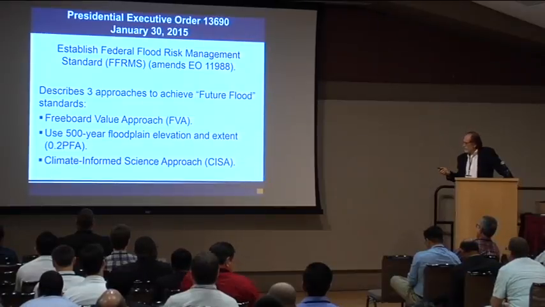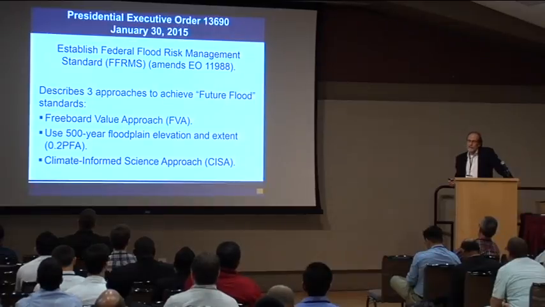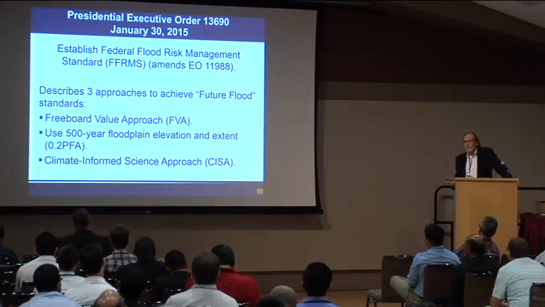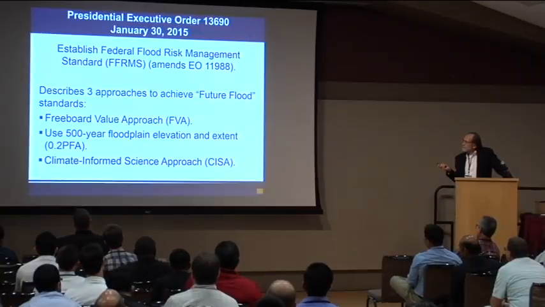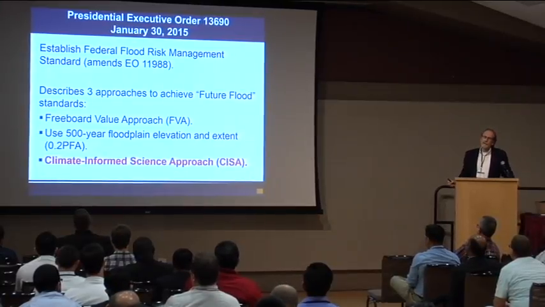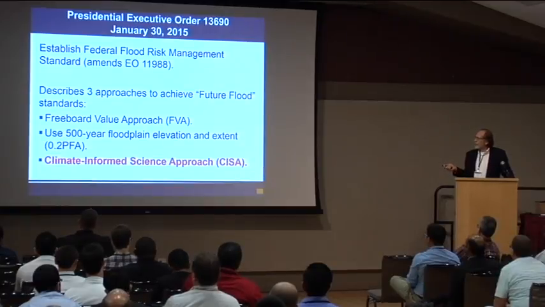If you notice, the first one is the freeboard value approach, and all you're doing is taking the 100-year water surface and adding about 2 foot of freeboard to your finished floor slab elevation. The 500-year floodplain, you could pick that approach, and you would simply assign the 500-year floodplain for your finished floor elevation. And then the climate science approach, and that's the one that seems to be more applicable to DOTs, and that's probably the way that TxDOT and other DOTs will handle this.